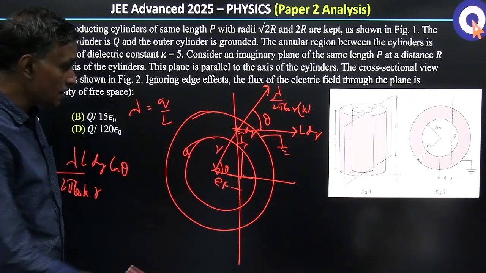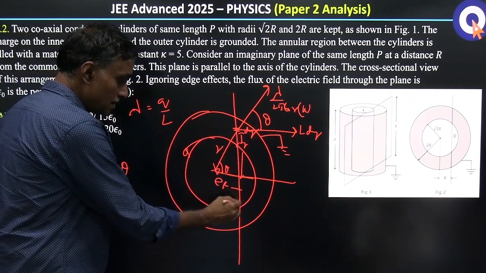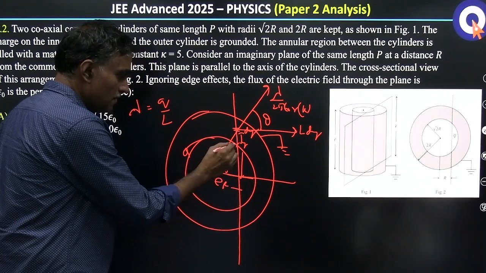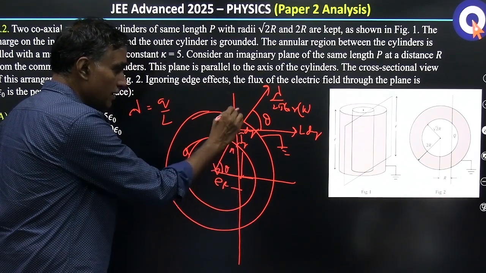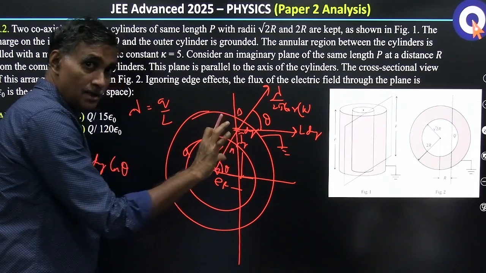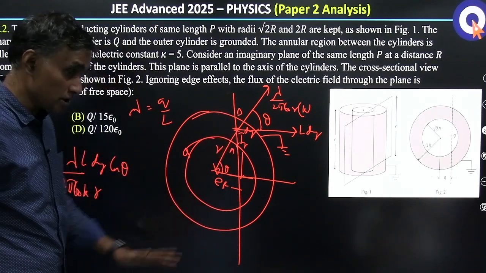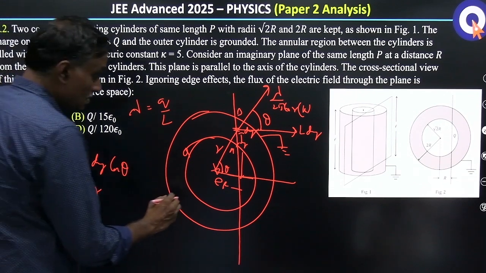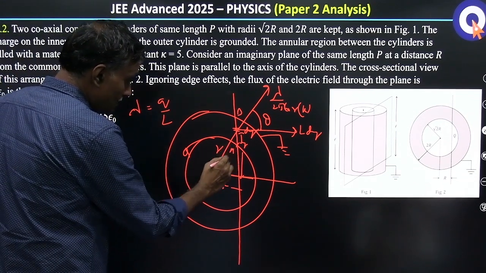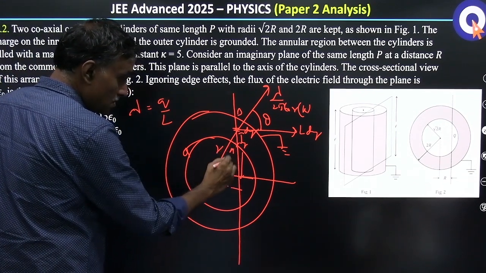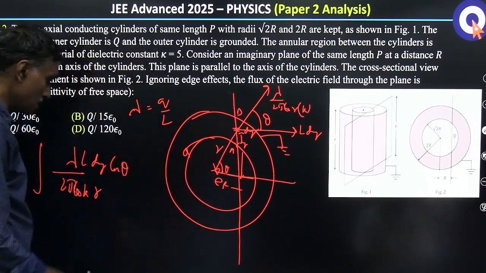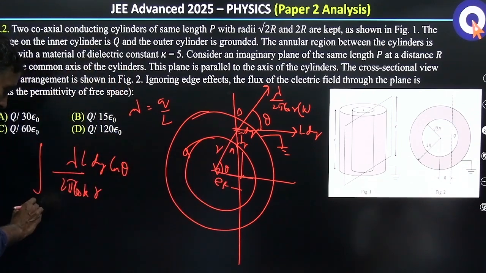Then how to find the flux from here to here? There is no flux. There is flux only from here to here and here to here. We can find the flux from this point to this point through this area, and we can double it, because through this also it will be the same. So if I integrate this, as theta varies from, what is this angle? This is root 2 r, this is r, so this is 45 degrees, and this is 2r, this is r, that is 60 degrees. So what are the limits of integration? 45 to 60.